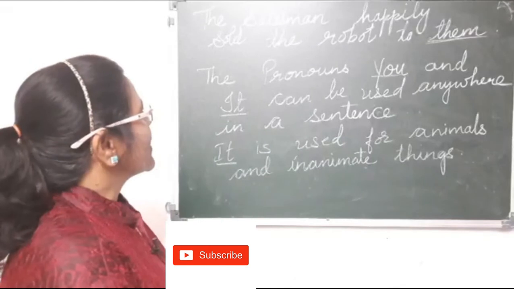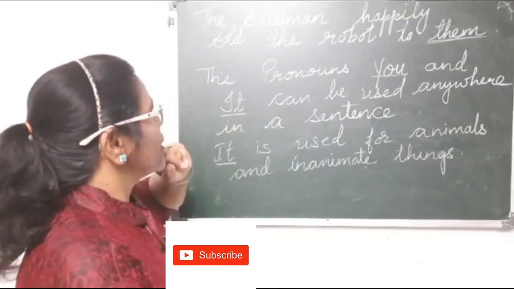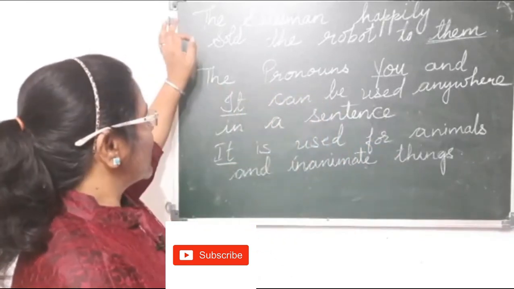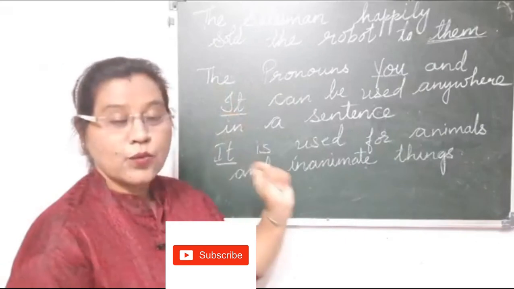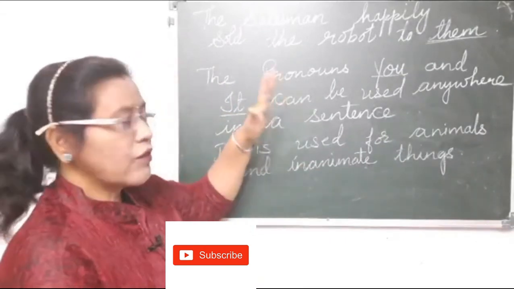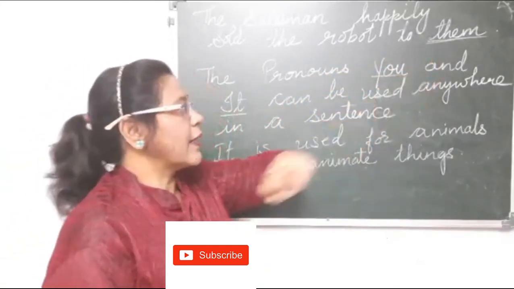Now we'll replace this sentence with the pronoun form. So now just have a look here. The salesman happily sold the robot to them. So in the sentence what was given to us was: the salesman happily sold the robot to the man and woman. In the place of man and woman we used them. So the pronoun is them.